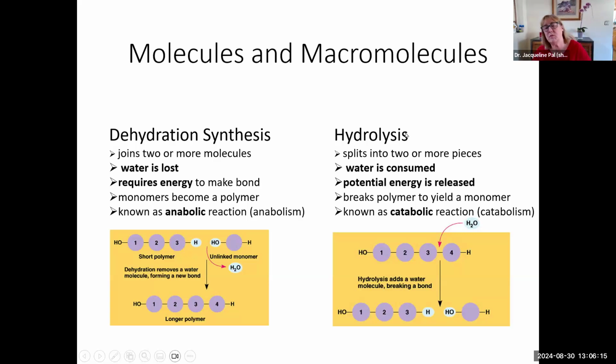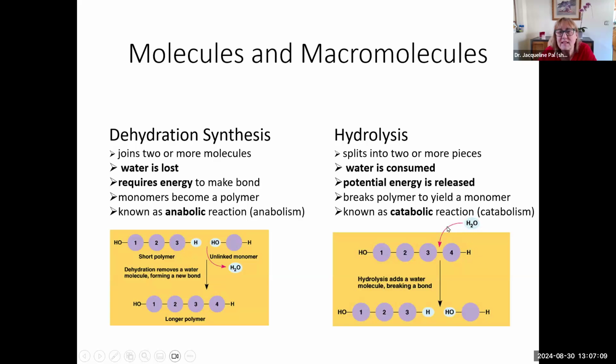So this reaction is called hydro for water, lysis, which means to split. So hydrolysis. Hydrolysis is going to split a polymer into two or more pieces. It's going to consume water. And because we are breaking a bond, we are actually releasing the potential energy that was stored in that bond. Because remember over here, we required energy, but remember, energy is never consumed or created. It's just changed from one form to another. So it's changed from kinetic energy to potential energy, and it's stored in that bond the whole time until we do hydrolysis, where now we are releasing it as kinetic energy.